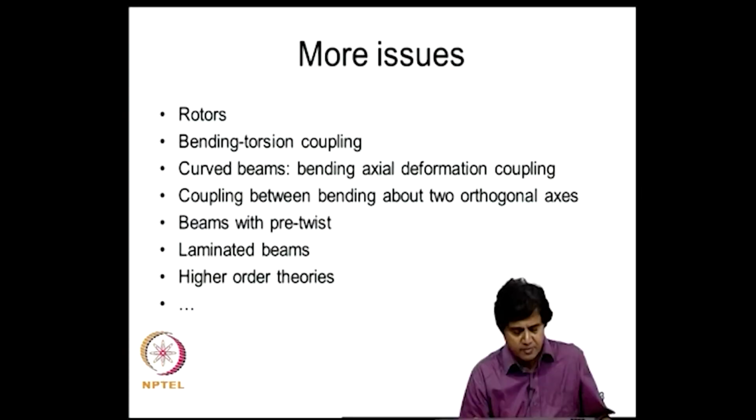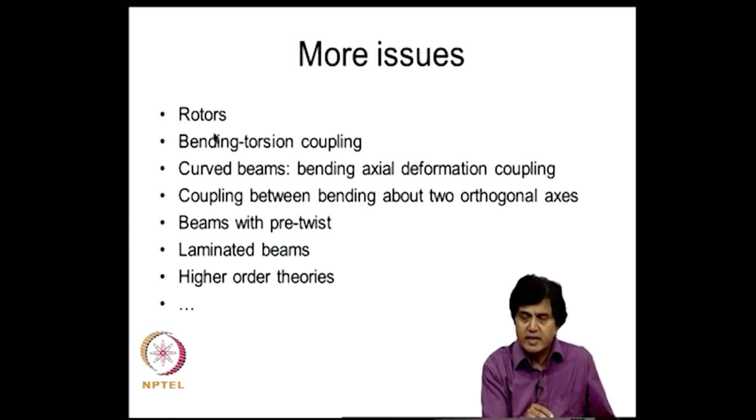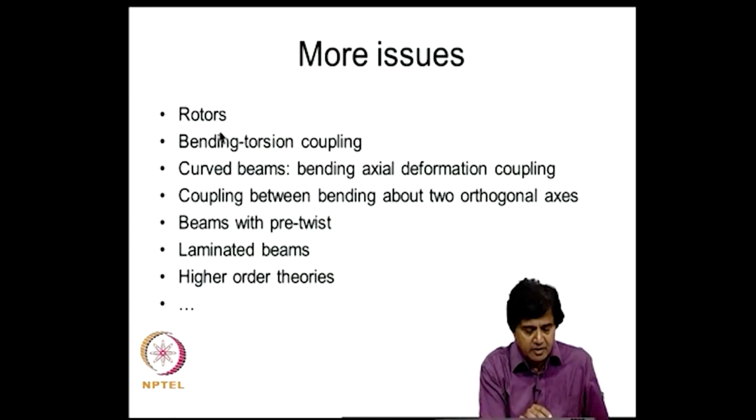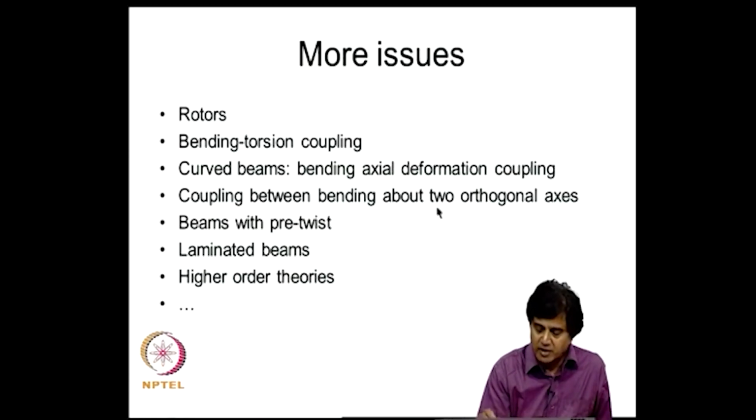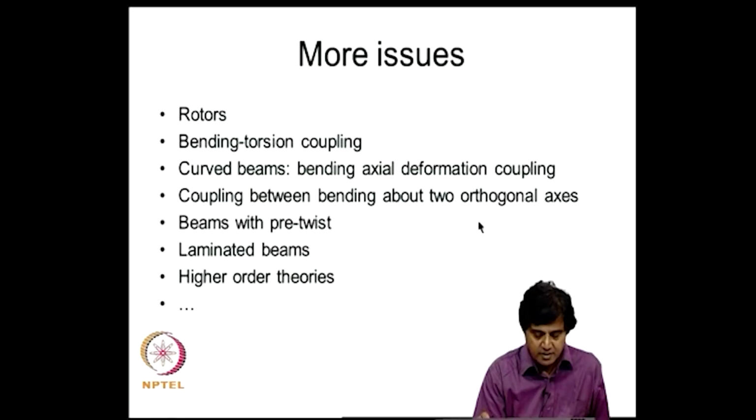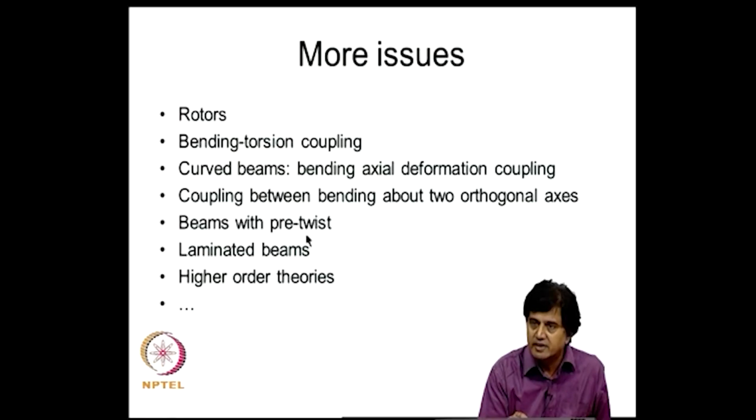There are other considerations which I have not talked about. There will be rotating shafts, as in rotating machinery, which will undergo vibrations, and then there will be the problem of bending torsion coupling. For example, in a beam with a channel cross section, bending in one direction is typically accompanied by twisting, and similarly in curved beams bending and axial deformations will be coupled, and in certain cross sections there will be coupling between bending about the 2 orthogonal axes, and there would be beams with pre-twist as in certain machine elements, turbine blades for example, where there will be a predetermined pre-twist, and how do you include that in your formulation.